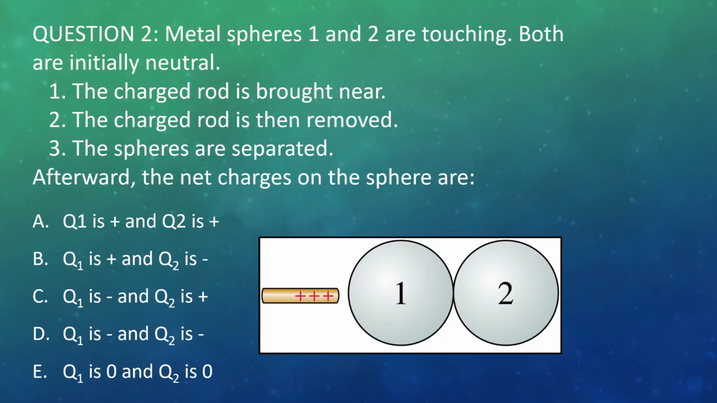Okay. Question 2. There's a picture associated with this. Metal spheres 1 and 2 are touching. Both are initially neutral. There's 3 steps to this. First, the charged rod is brought nearby. Then it is removed. Then the spheres are separated. So what would the charges be on the spheres after all of that?